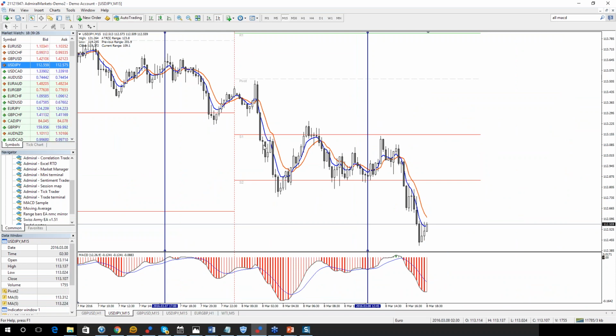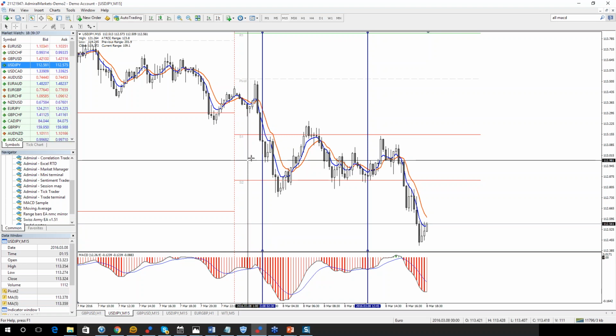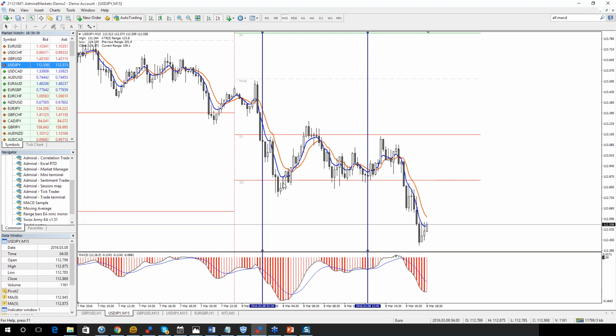Here, see breakout to the downside. Price closed below pivot point. EMAs were crossed. MACD crossed also below zero line. See, strong signal to go down. Practice it.